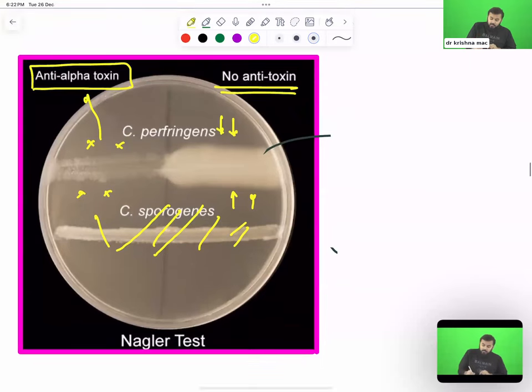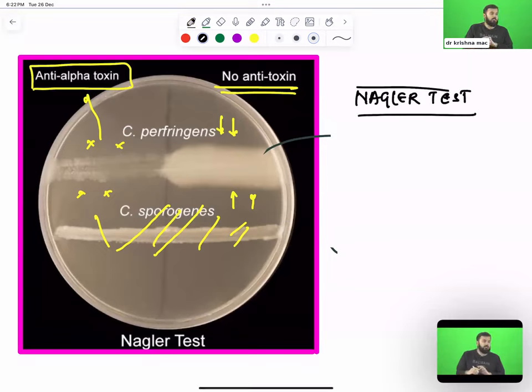So this condition, this test, you call it, as I just now told you, Nagler's test. Everyone is clear right now. If you get this picture and they ask you which side the antitoxin is added, will you be able to answer? Yes or no? Quickly tell me. Very good, very good. Very good, Ayushi, very good.